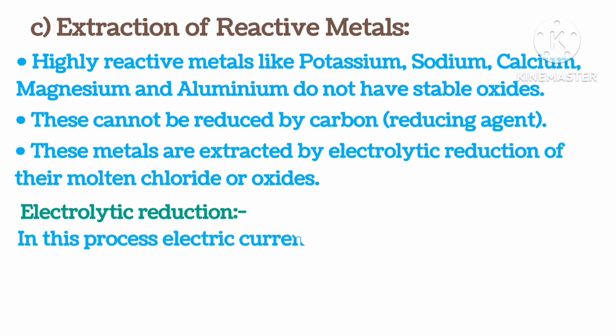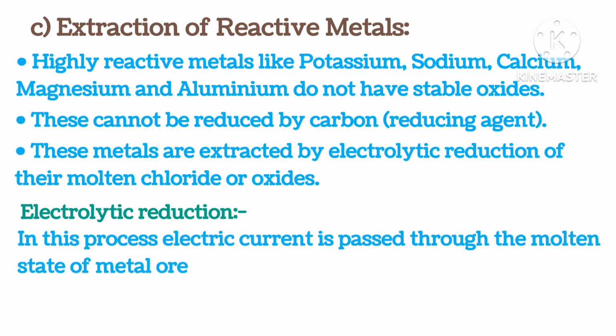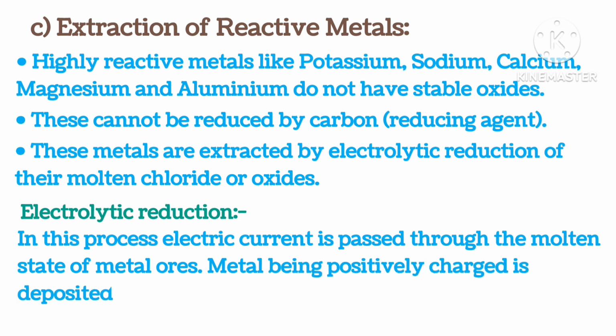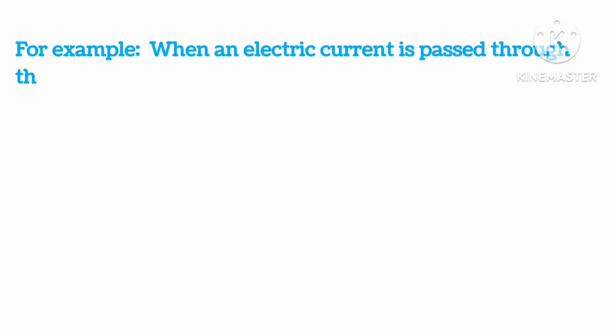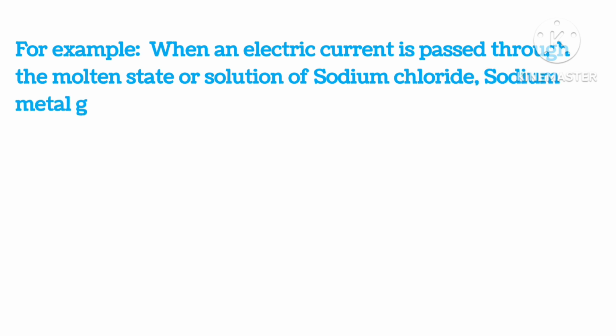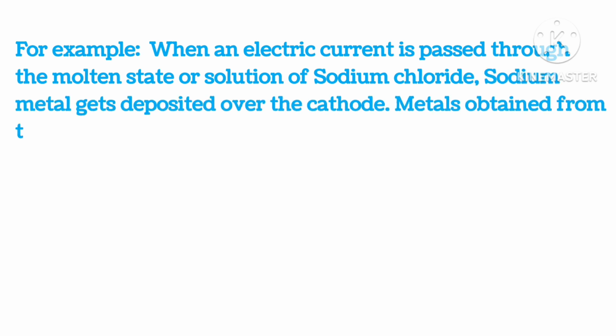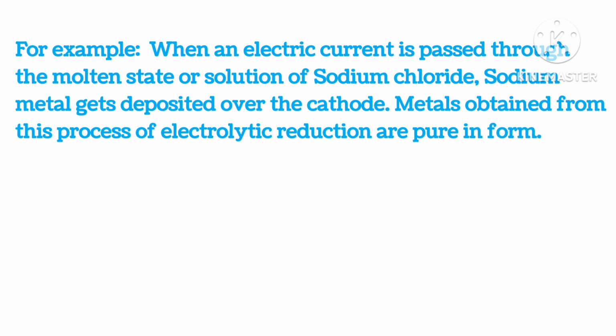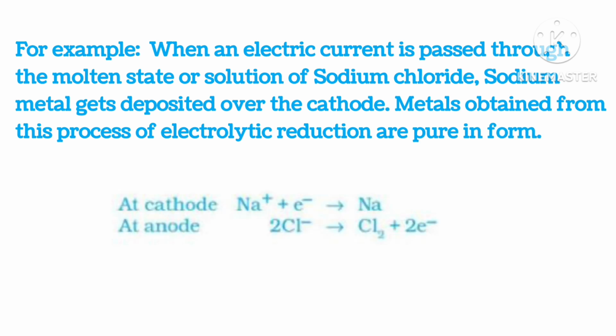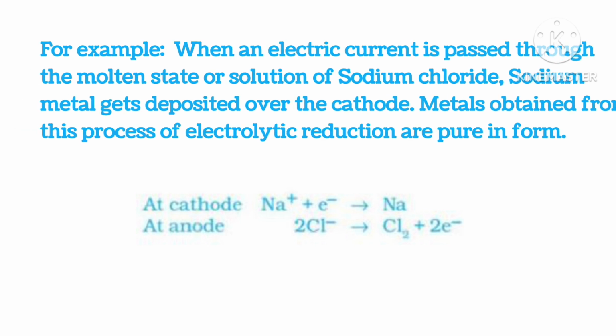Electrolytic reduction. In this process, electric current is passed through the molten state of metal ores. Metal being positively charged is deposited over the cathode. For example, when an electric current is passed through the molten state or solution of sodium chloride, sodium metal gets deposited over the cathode, and metal obtained from this process of electric reduction is in the pure form. As you can see here, sodium is collected at the cathode, and chlorine is collected at the anode.